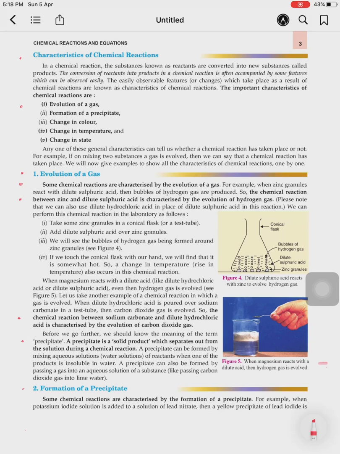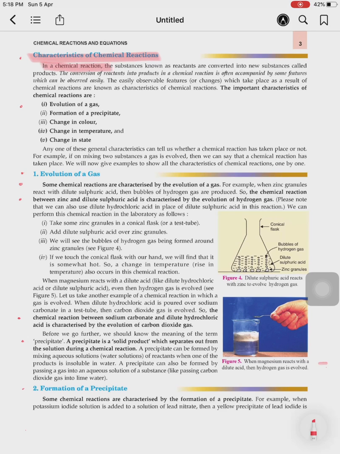So the first topic in this chapter is characteristics of chemical reactions. I will be underlining all the important lines and you need to write all these lines in your fair notebook. So we'll continue. Characteristics of chemical reactions.